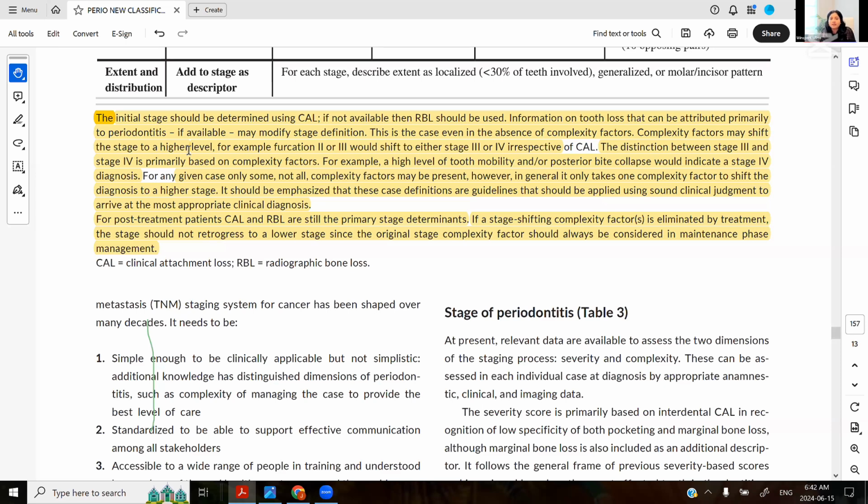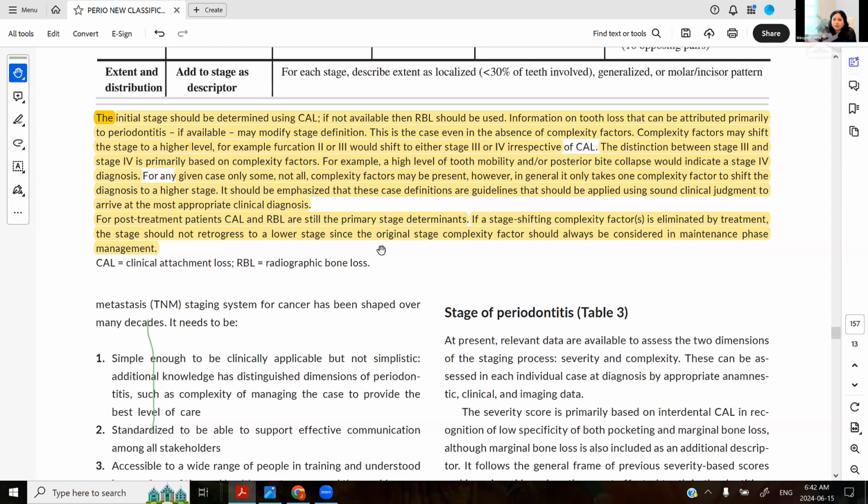The distinction between 3 and 4 is based primarily on complexity factors only, because both would have greater attachment loss, right? Teeth loss would be 4 or less in stage 3, 5 or more in stage 4. Then masticatory function and the drift and the flaring. Does that make sense?